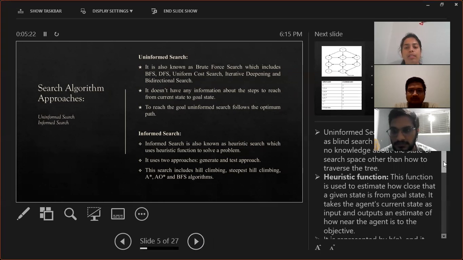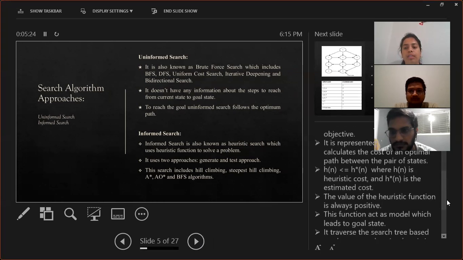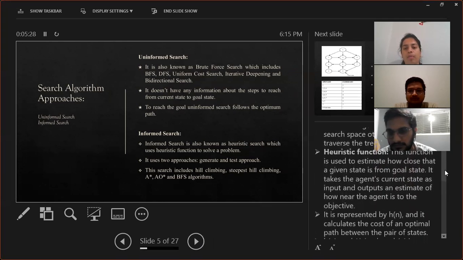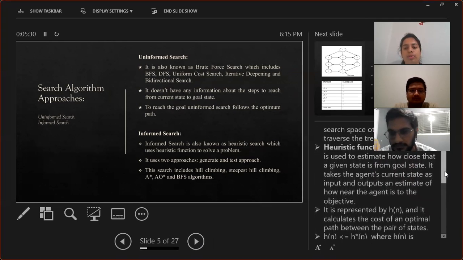But coming to the informed search, it is also called heuristic search, which uses a function called a heuristic function to solve a problem. It uses two approaches: generate and test. This search includes hill climbing, steepest hill climbing, A-star, AO-star, and best first search algorithms.